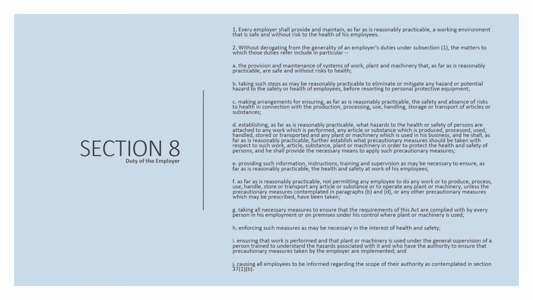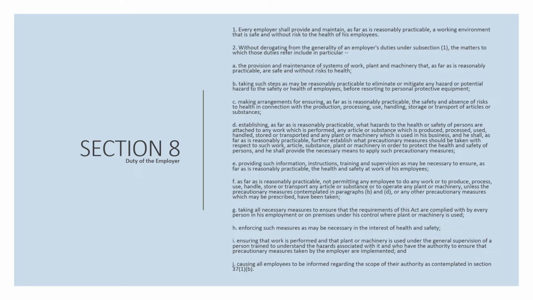Now, moving on to section J, which is the last point, section 8.2J, causing all employees to be informed regarding their scope of authority. So what is their scope, what are they allowed to do, what are they not allowed to do, what is their specific job, and what must they do to ensure they comply with this act. Now, regarding the scope of their authority as contemplated in section 37, 1B, this is basically stating the acts or omissions, as we mentioned earlier, what they can do and what they are not allowed to do in a company.